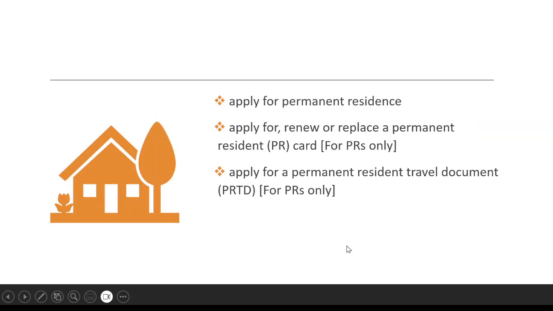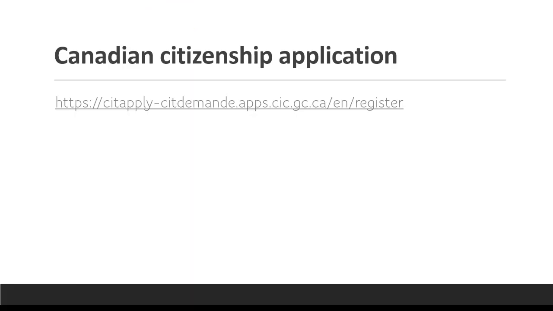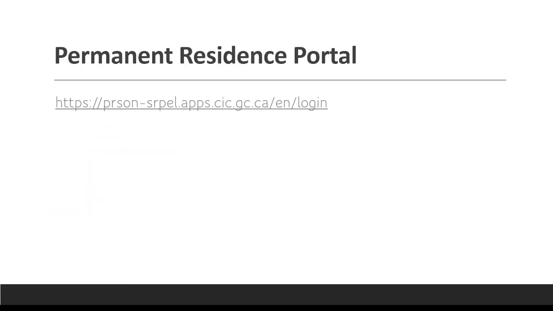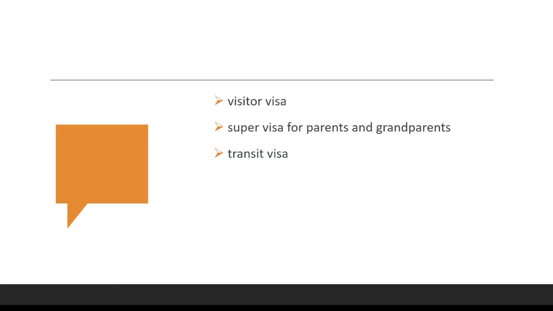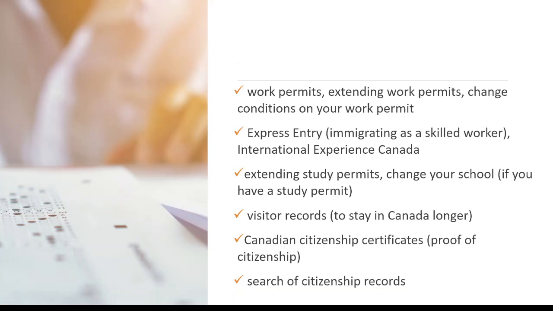Let me go back to give you a review of those applications. So the first one is called the Canadian citizenship application. They do have a different online application link. The second one is called the permanent residence portal. That's mainly for the permanent residence or permanent PR card. Then the third one is called the IRCC portal. So that's for the visitor. Then the last one is called the IRCC secure account. That's for the work permits, study permits, those.